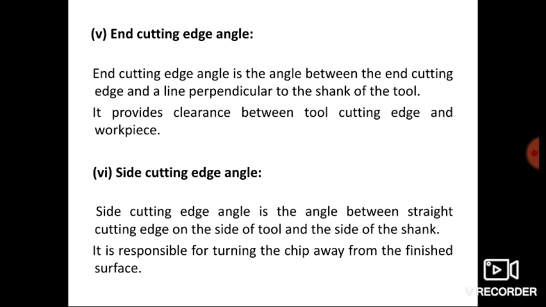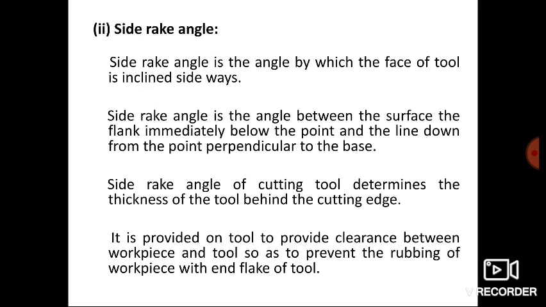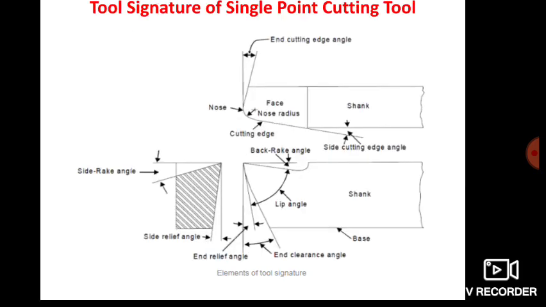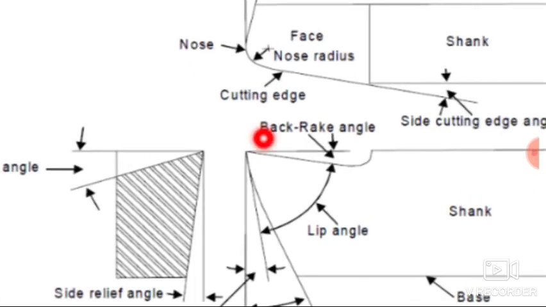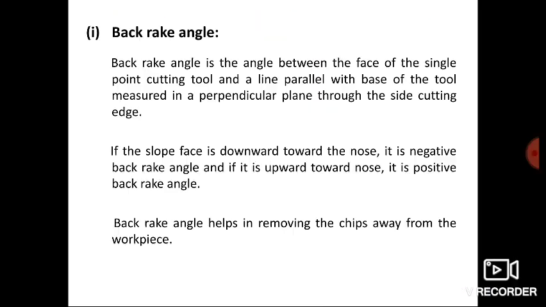So these are the different angles associated with the cutting tool. One more parameter is the nose of the cutting tool. This point is known as the nose of the cutting tool. It is not sharp, it has some radius. That is the last parameter associated with a single point cutting tool.